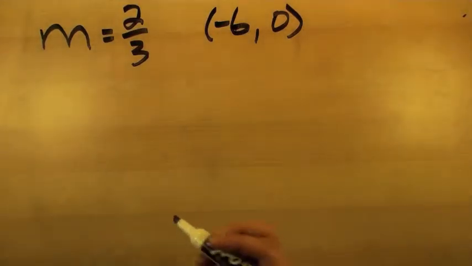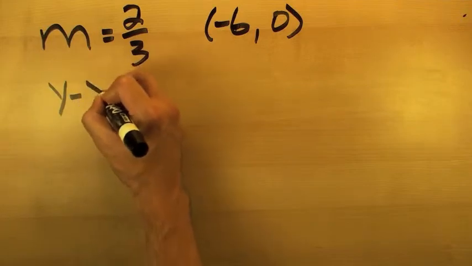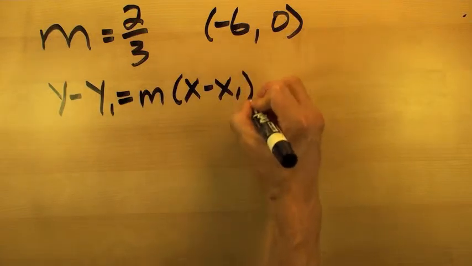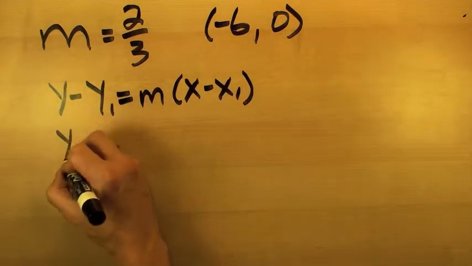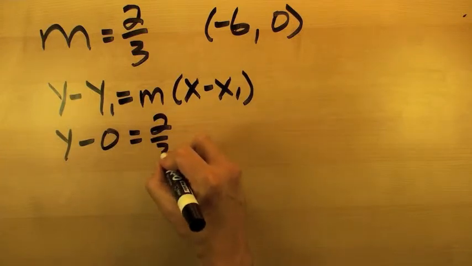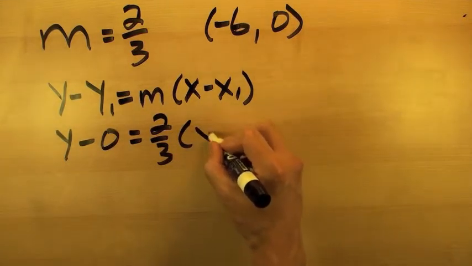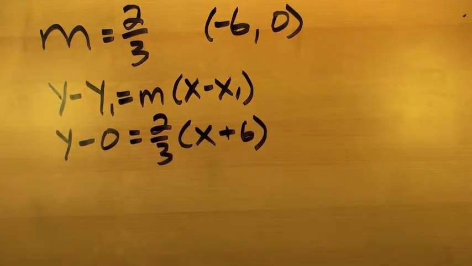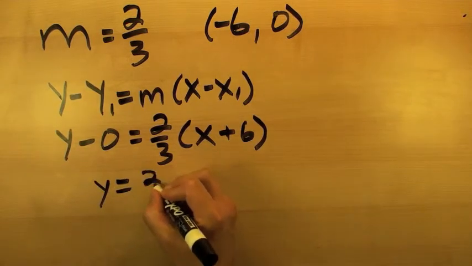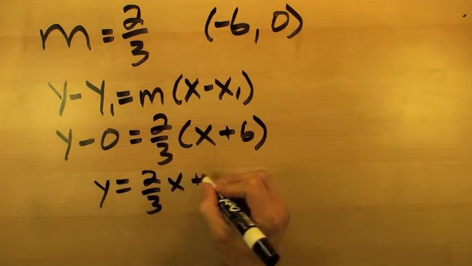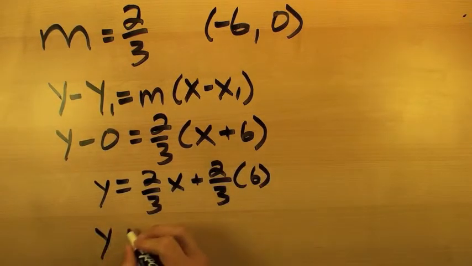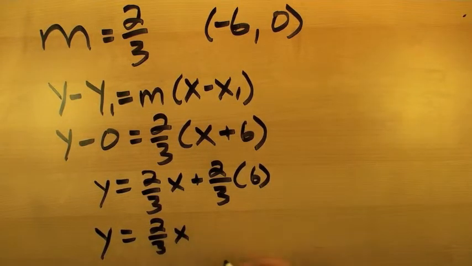So plugging that into the point slope form, we get y minus 0 equals 2/3 times x minus -6. Simplifying, we get y equals 2/3 x plus 2/3 times 6, which becomes y equals 2/3 x plus 4.